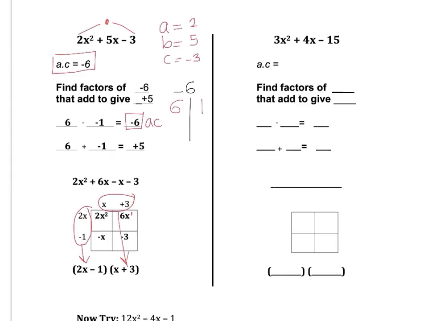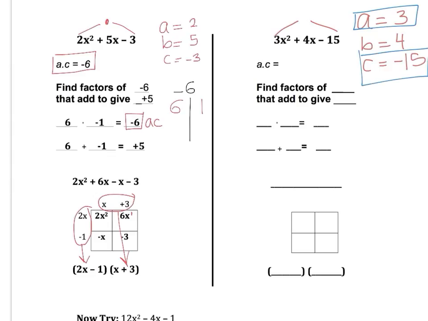So now the first thing I need to do is multiply the a and the c. So let's decide what the a is. It's 3. What is the b? 4. What is the c? Negative 15. So if I multiply a times c, 3 times negative 15, that's a negative 45.